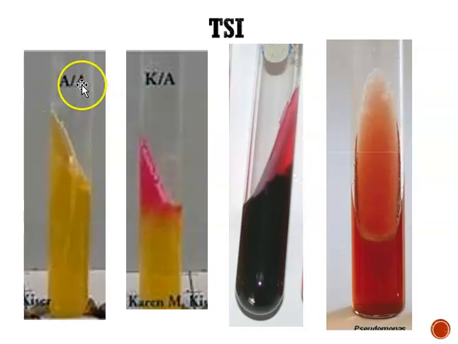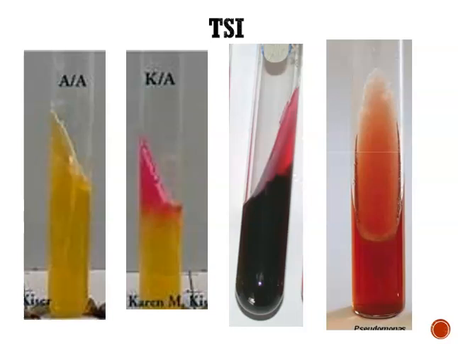So this one, we've got a yellow slant, a yellow butt, which means that the sugars were utilized all the way throughout. So we write that as A over A. In the second tube here, the slant has not changed to yellow. It has remained that original red color. So we report that as K over A.